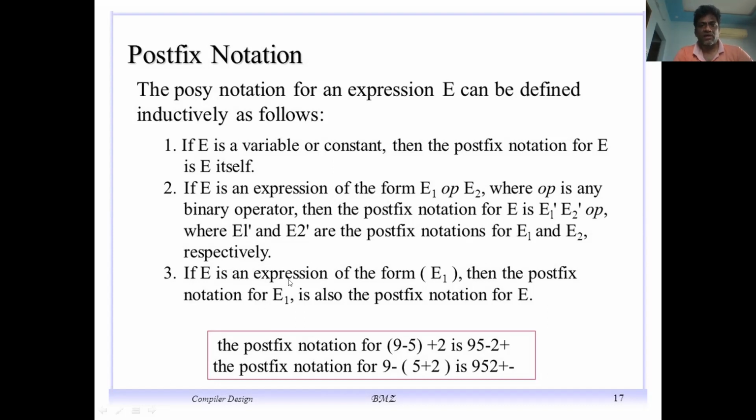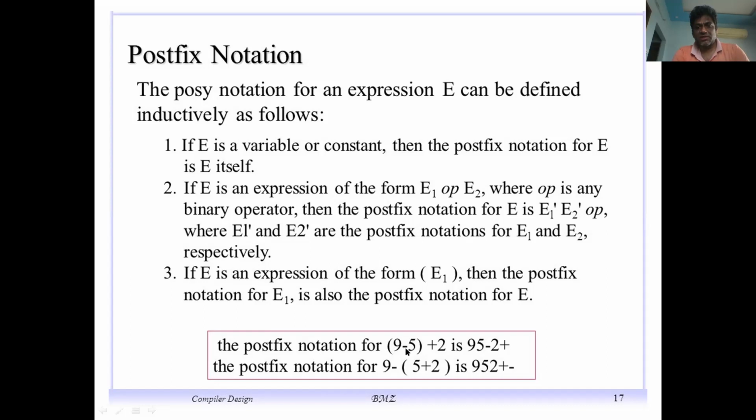Okay, and finally the third rule says that if E is an expression of the form parenthesized E1, then the postfix notation for E1 is going to be same, whatever it is for E. Okay, so let us see these two examples.